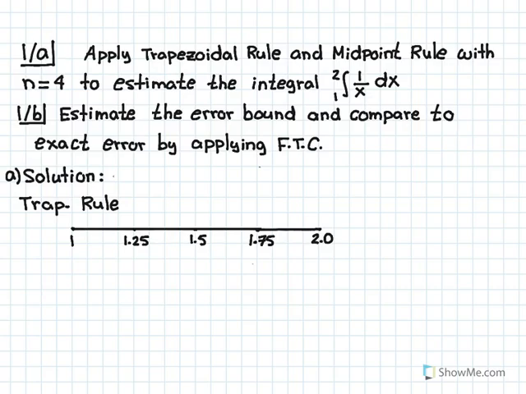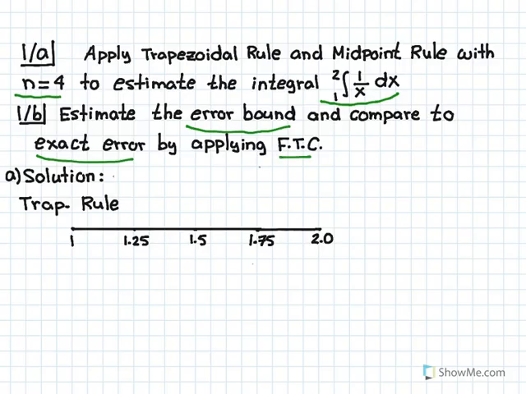Here we have applied trapezoidal rule and midpoint rule with n equals 4 to estimate the definite integral from 1 to 2 of 1 over x dx. For part B, we're going to estimate the error bound. That means find an upper bound on the error and compare it to the exact error, or I should say the actual error, by applying the fundamental theorem of calculus.